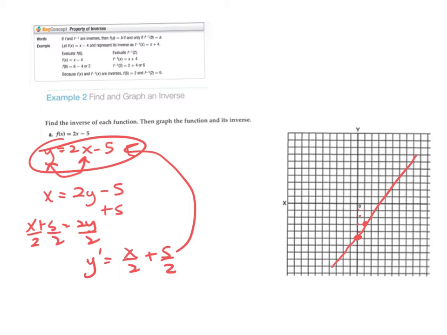So now I'm going to graph this one, the inverse. Well, 5 halves is 2.5, so 2.5 is right in the middle here. And then I'm going to go up 1 and then over 2 right there. And so I get a line such as that. And so there's the graph of the inverse. So basically we're switching the x and the y, and we are graphing that equation.